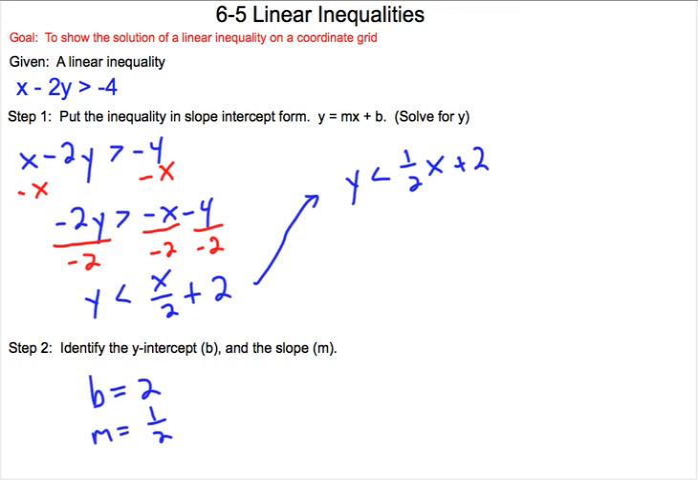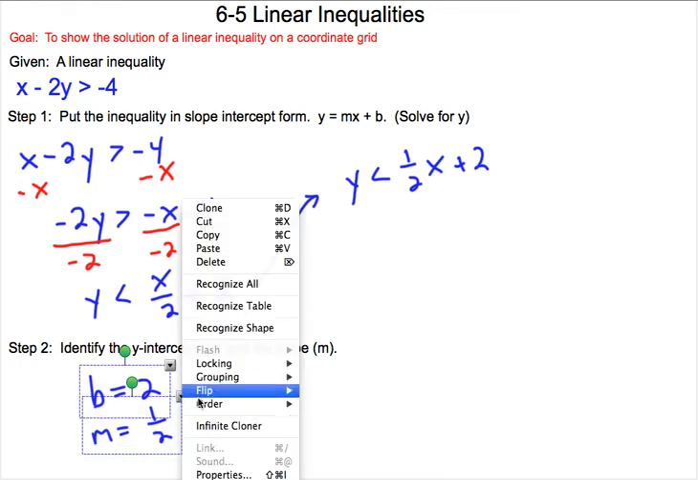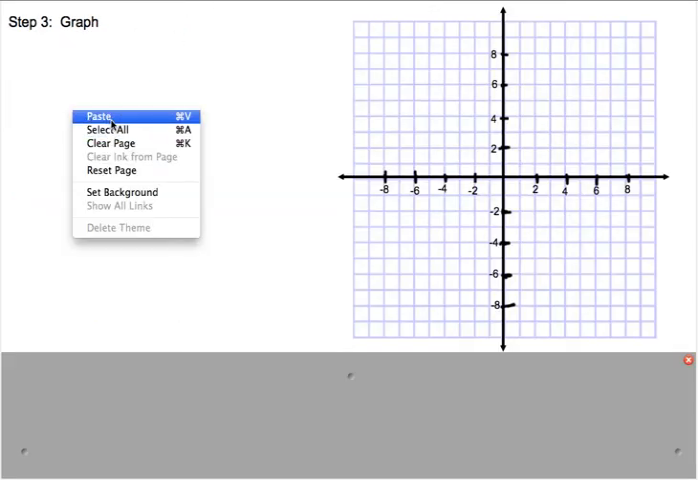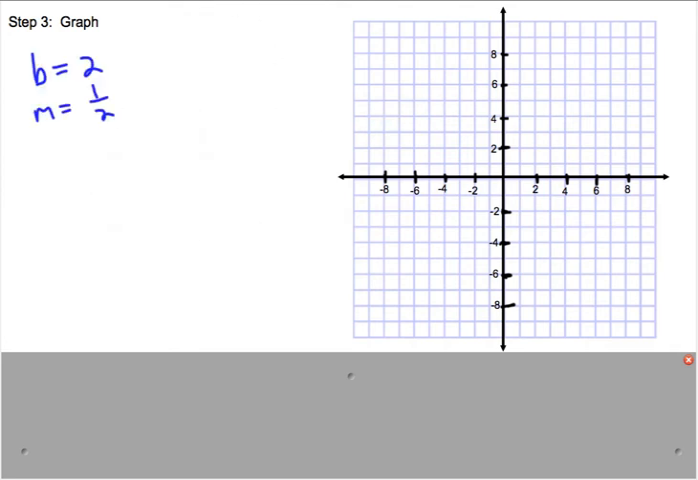Okay, I'm going to copy those, bring them over to the next page. So now we're going to graph. So I have the important piece of information here. So b is 2, so I'm going to make a blue dot at 2. Then the slope is 1/2, which means 1 up, 2 right. So 1 up, 2 right, 1 up, 2 right, always sloping from the y-intercept. We could also go down 1, 2 left, down 1, 2 left.